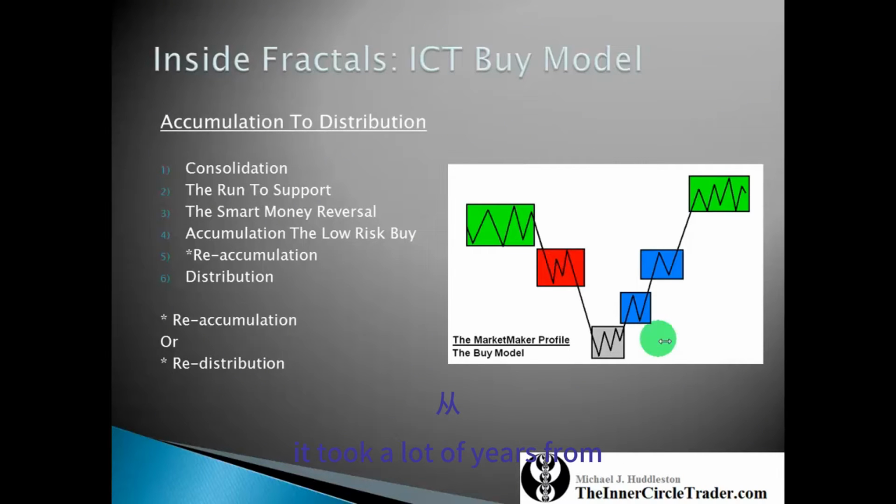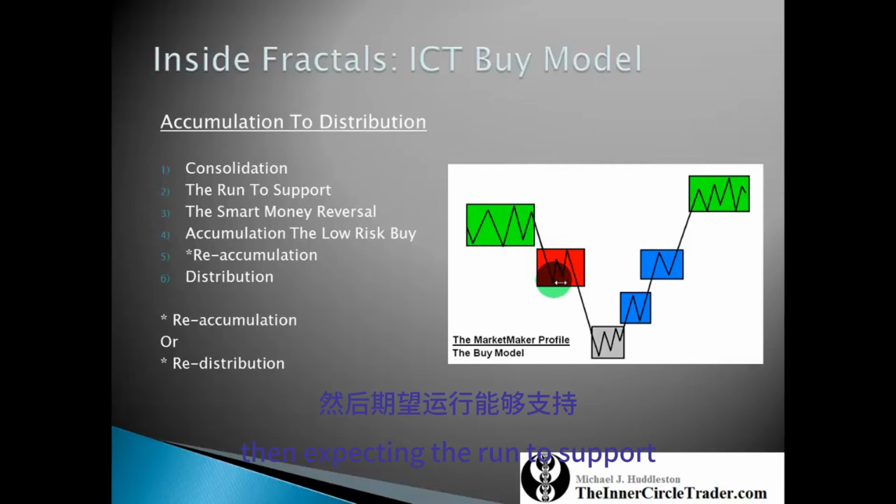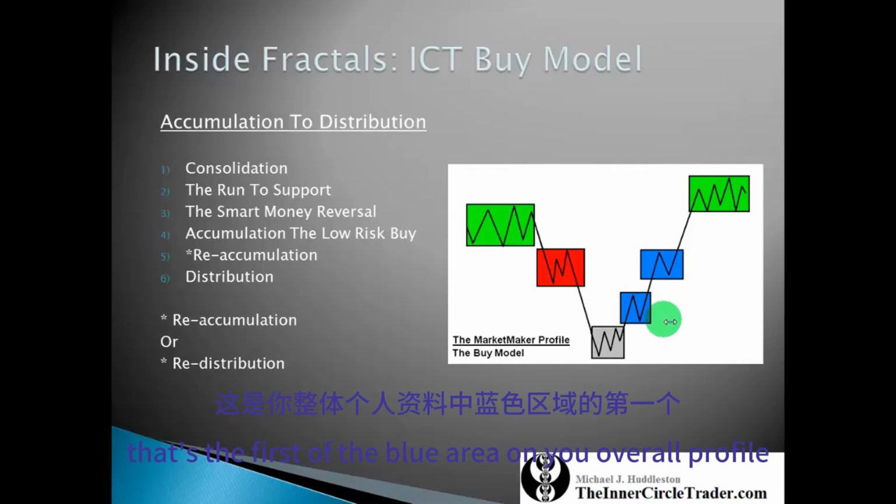It took a lot of years for me studying price action to be able to identify this stuff in advance, back here at this stage during the initial consolidation, then expecting the run to support, and then the smart money reversal at the low. Okay, and then there is an accumulation, which is going to be the low risk accumulation buy. Okay, that's the first of the blue area on the overall profile.